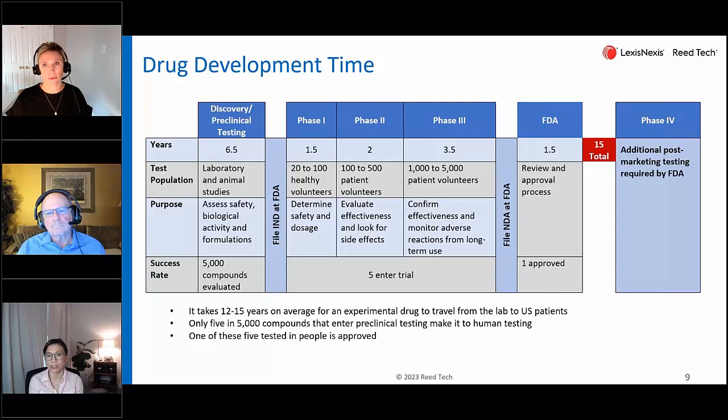Typically when you're starting to explore testing in humans, which is the IND, you see in the discovery and preclinical testing a duration of 6.5 years. We typically see clients reach out to us within the 4.5 to 5 year range, saying, I think there might be something promising, and we have to start thinking about seeking approval from the FDA. So probably the last 2 years of the preclinical testing is when these companies start thinking about what they need to do to plan strategy from a pre-IND.